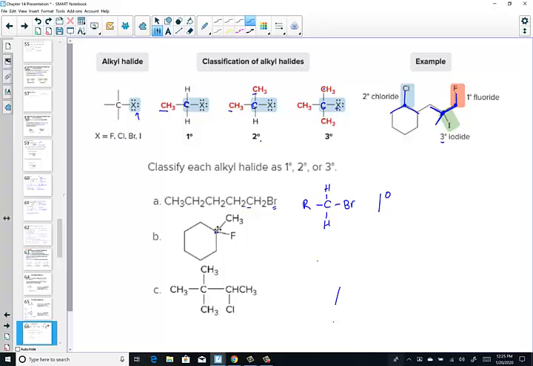Letter B, here's the carbon that's attached to the fluorine. It's attached to 1, 2, 3 other carbons. So that is a tertiary alkyl halide.